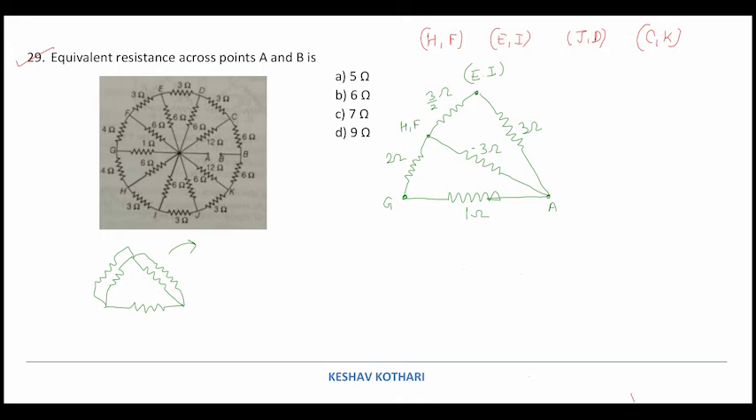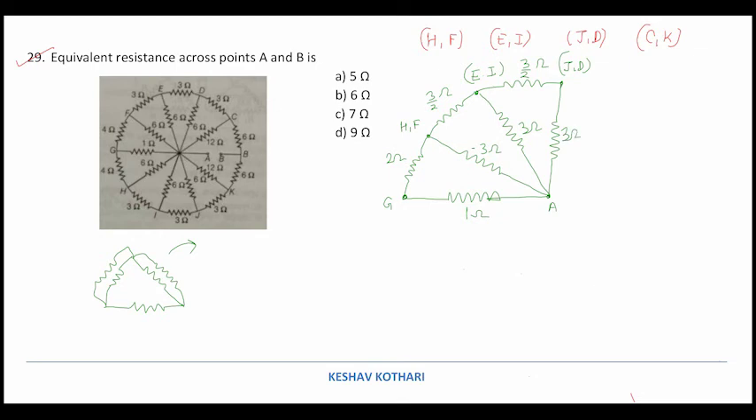Between E and D, which is equipotential with J, we again have 3 ohm on top and 3 ohm over here, so we'll get a value of 3 by 2 ohm, and the two 6 ohms between A and D and A and J will give us the equivalent value of 3 ohm.